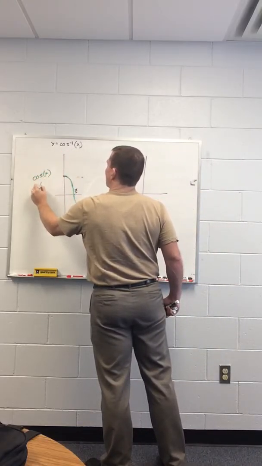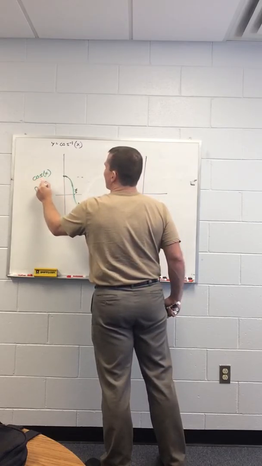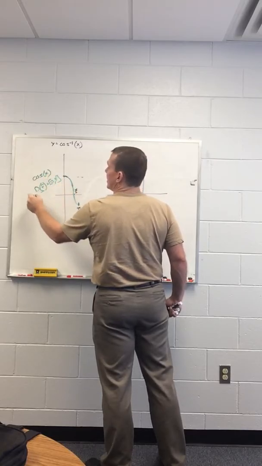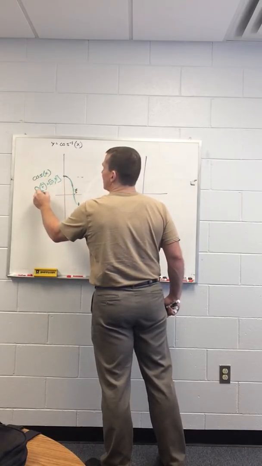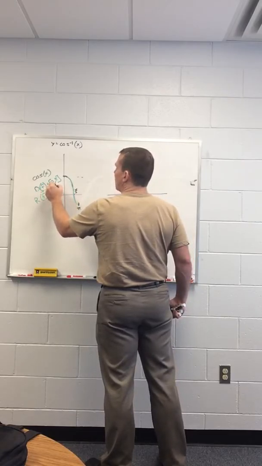For cosine x, my domain is going to start at 0. We'll say domain of f starts at 0 and goes to pi. What's my range? Well, it goes from -1 to 1.